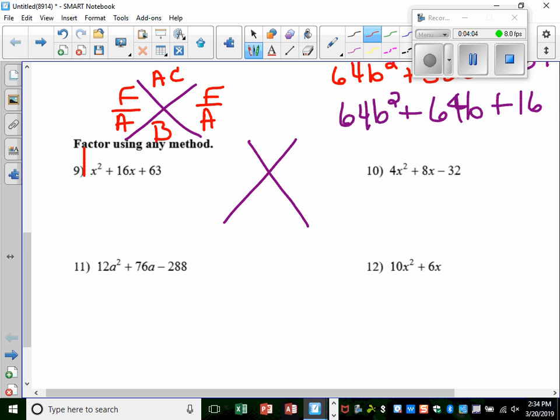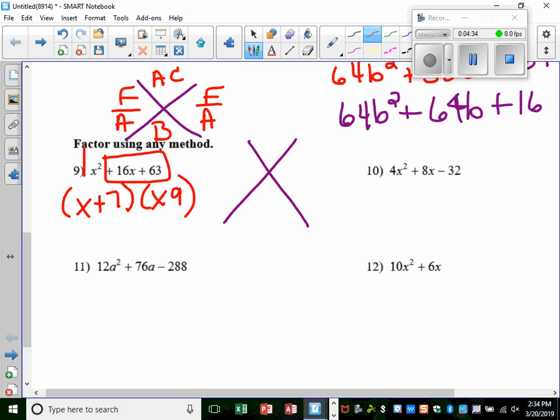All right. Now, I did tell you that when this coefficient is 1, you don't have to do this entire X method. You could just say what times what gives me 63 that adds up to 16. You don't have to do, you can, but when that coefficient is 1, there's no need to do it. All right, I guess that's my point. So give me two numbers that will add up to 16 and multiply to get 63. Yes. Okay, 9 and 7. Plus 9 and plus 7. Okay, so x plus 7, x plus 9.